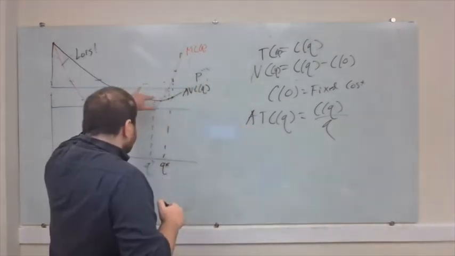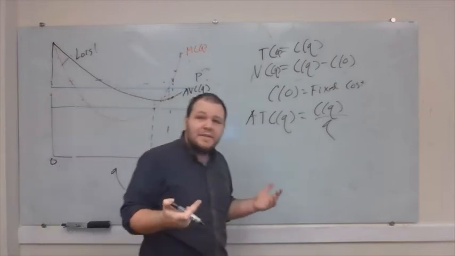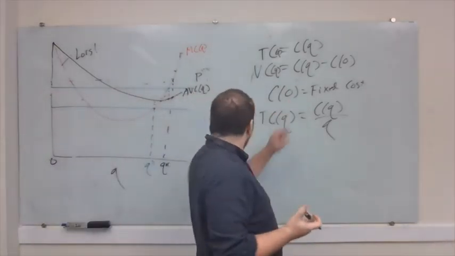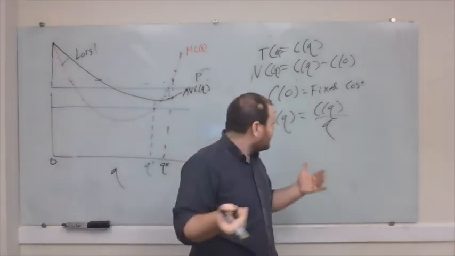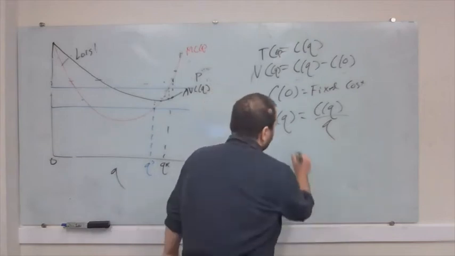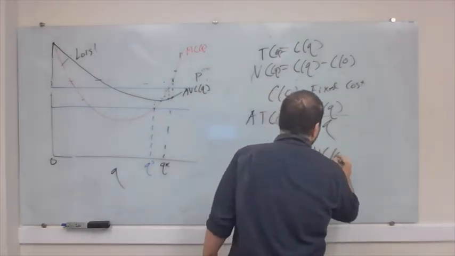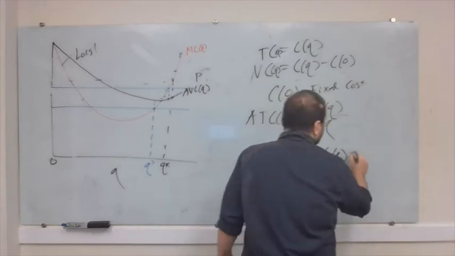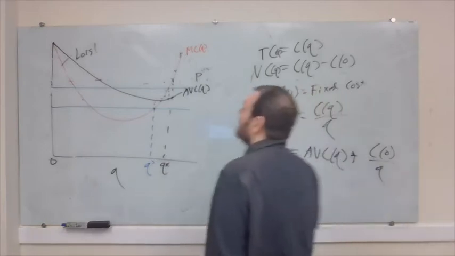Graphically, right, our average total costs have to be greater than our average variable costs, right, because they include C of 0. They have to get closer to our average variable costs as we increase production, because we're dividing C of 0 by a larger and larger number, right? This is, of course, going to equal our average variable costs plus C of 0 over Q. And so they'll look something like this.